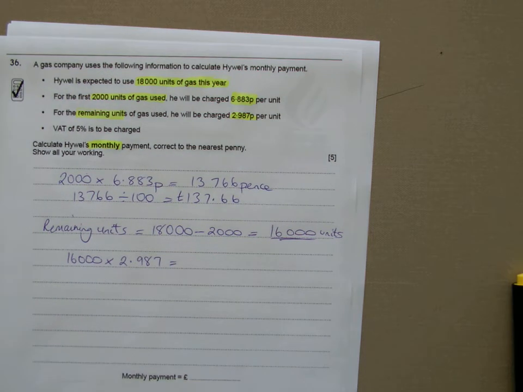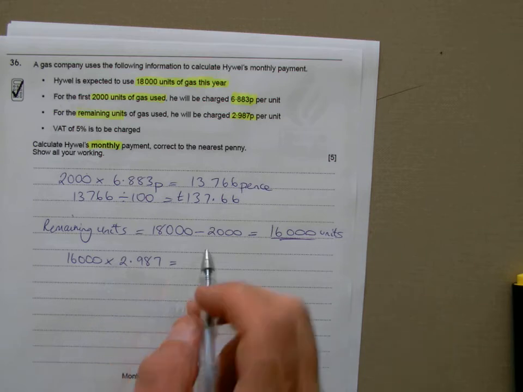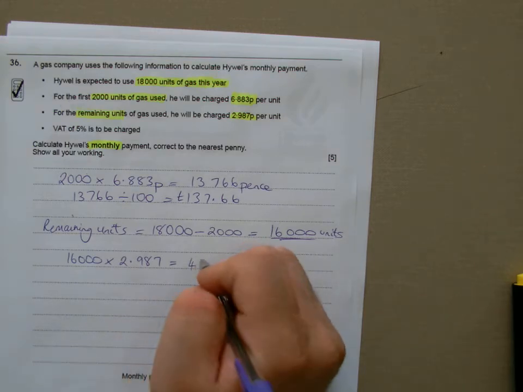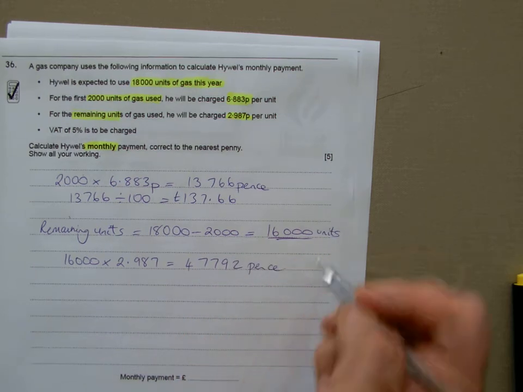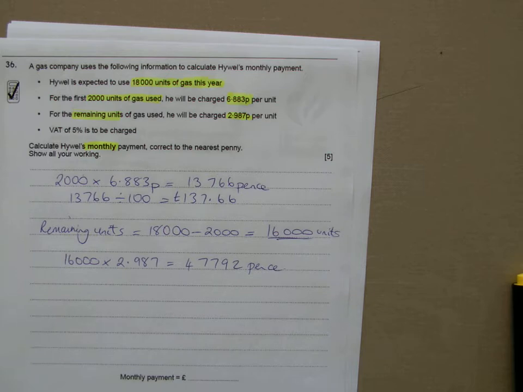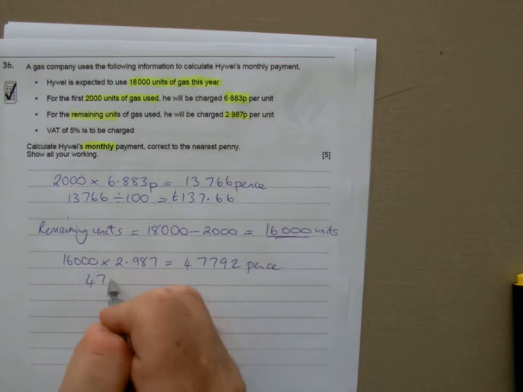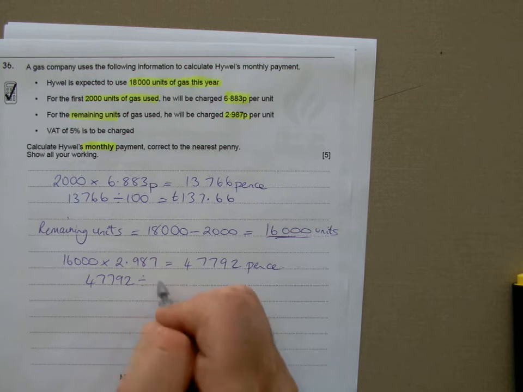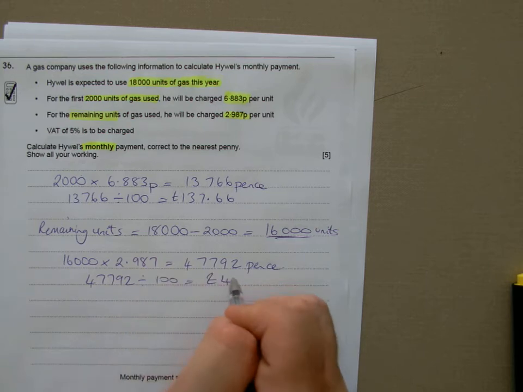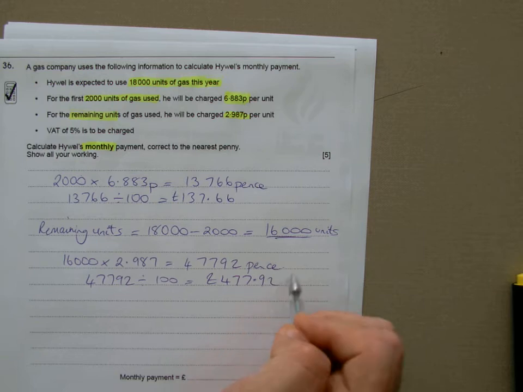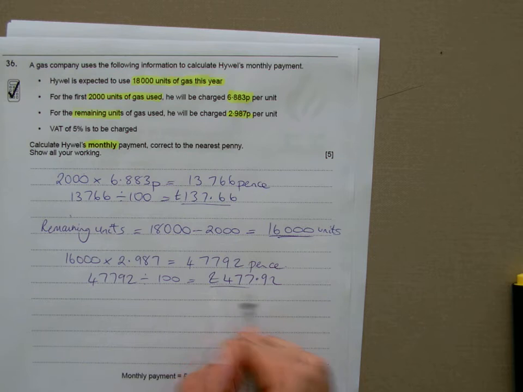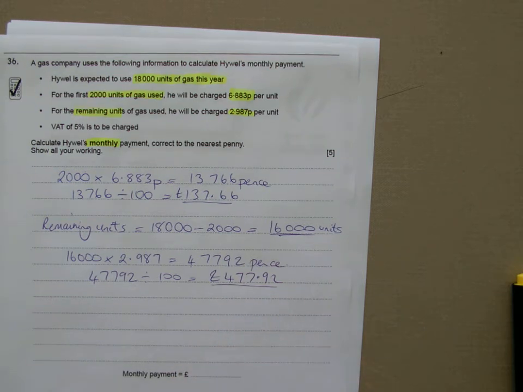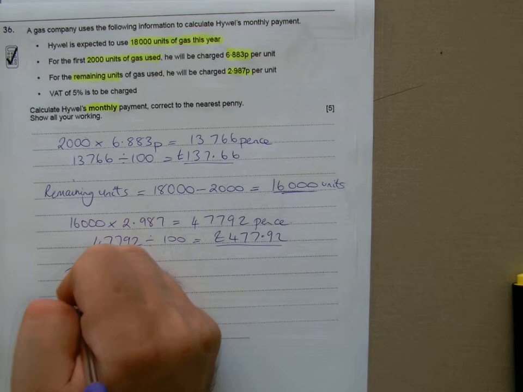Okay, so again, my calculator, do all the work. Just we're making sure we're writing the method down, and that comes out to be 47792. Of course, that's in pence. Again, to change to pounds, we'll divide that by 100, and we get £477.92. So that's the charge, and the first 2,000 units he's charged that, and then on the remaining units he's charged this. So shall we now work out the total charge?